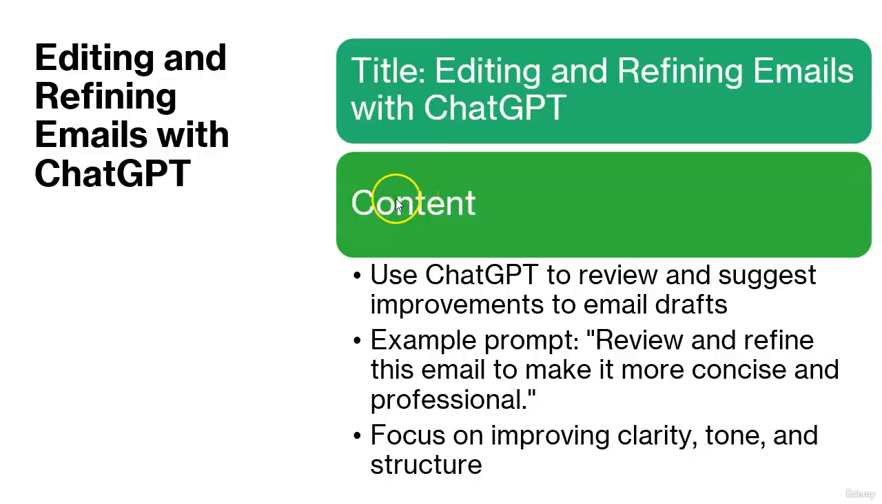Editing and refining emails with ChatGPT. Once you have a draft, you can use ChatGPT to help edit and refine the content. This is particularly useful for ensuring clarity and professionalism. For example, you might prompt ChatGPT with: review and refine this email to make it more concise and professional. Then it will suggest improvements to the language, structure, and tone, making sure your email is polished and ready to send. So I'm just going to the ChatGPT window.